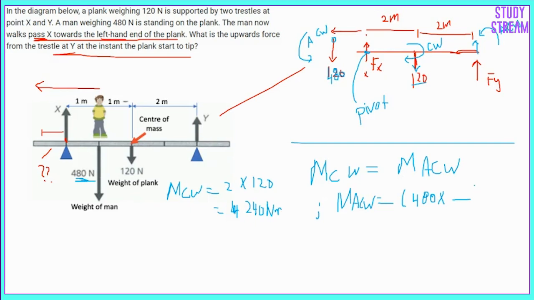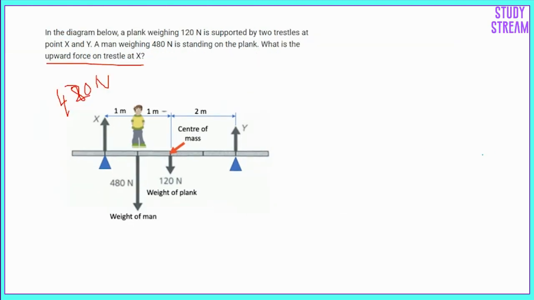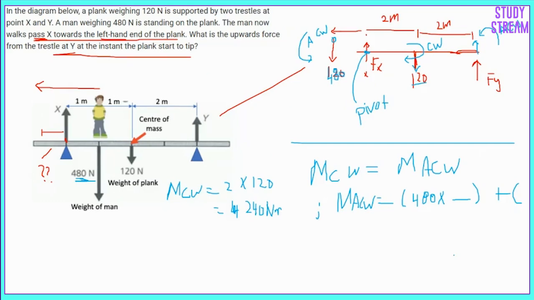and then plus the Fy. Fy is actually unknown because we need to find it. Fy is not given, it's an unknown, multiplied by the distance, which is 4 meters. Isn't Fy 180? No, because now we changed the position of the person, so it will change the Fy value. And they are asking what is the upward force Fy.